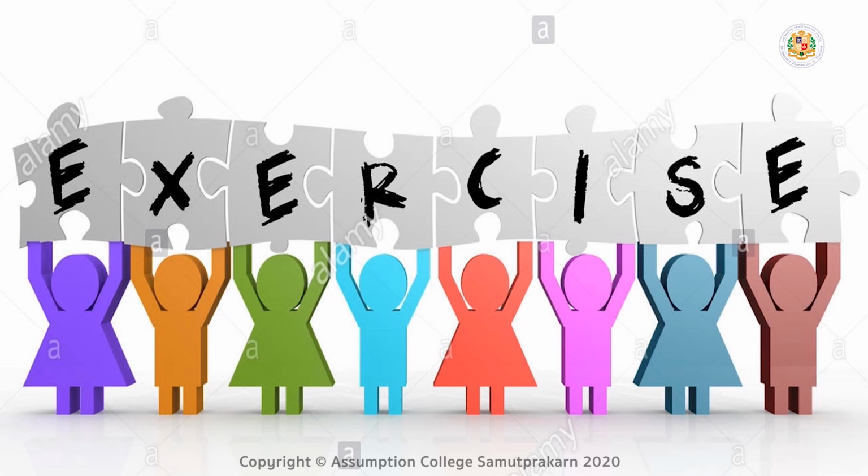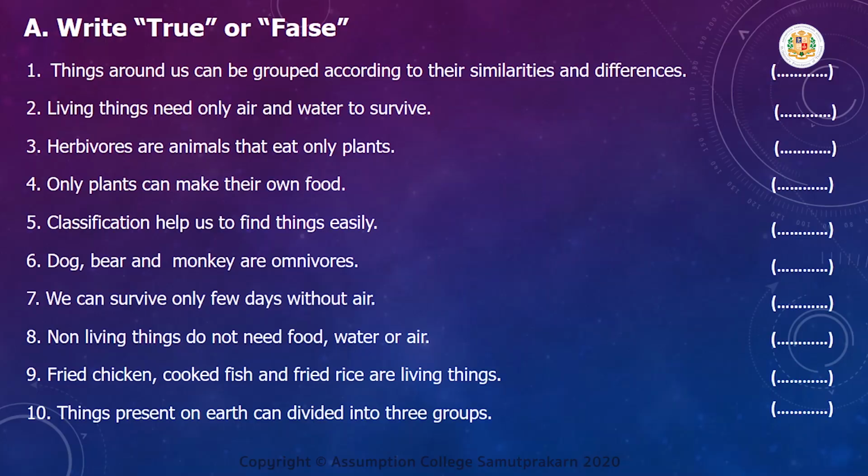Okay, are you ready for the exercise now? If you are ready, get your pencil, your notebook, your book, and your eraser. Ready? Okay. Question A is to write true or false. You have to write number 1 to number 10. I will read questions 1 to 10, and you have to write true or false. Okay? Number 1.